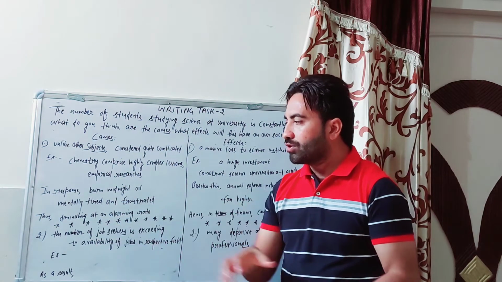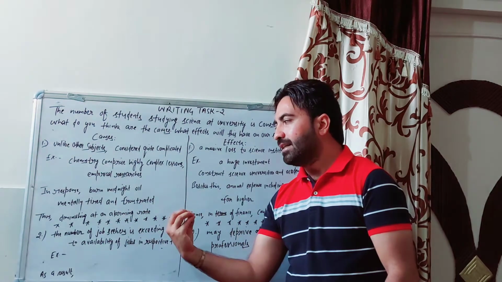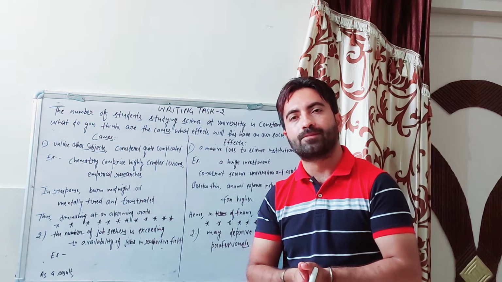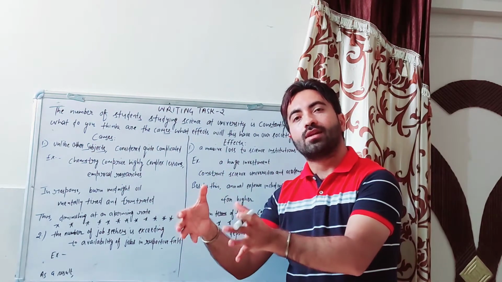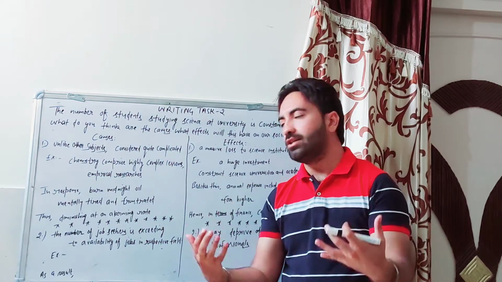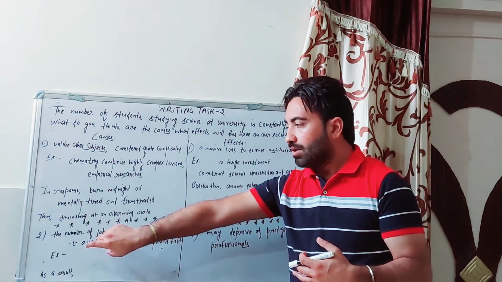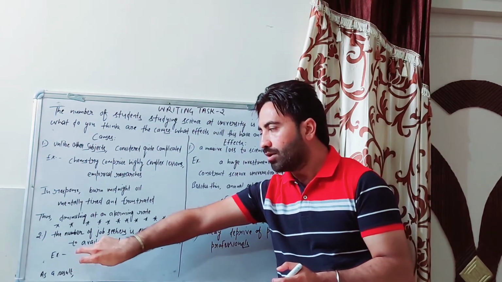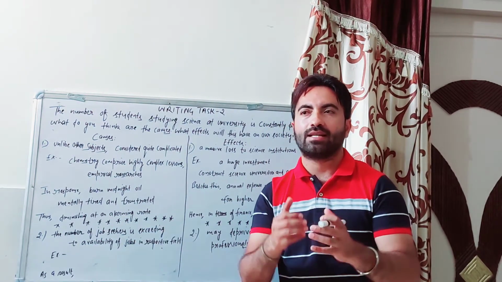When it comes to point number 2, the number of job seekers is exceeding the availability of jobs in the field of science. The number of job seekers, or in other words the number of job searchers, is exceeding the availability of jobs in the science field. I have not mentioned an example here. I have just kept the space, and you need to put the example and conclude the point. I will give you some guidelines by telling you some thoughts.